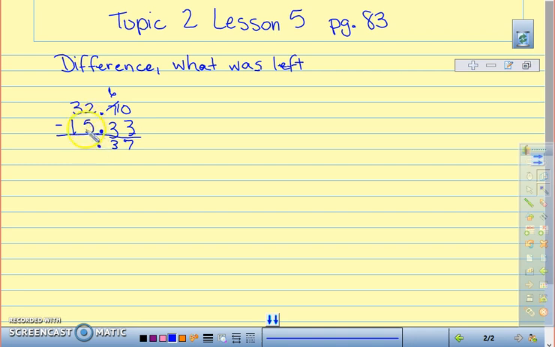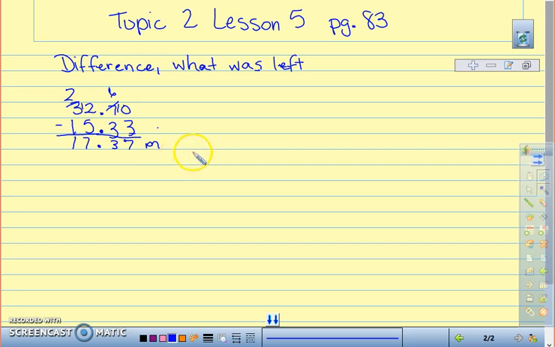I cannot buy something for $5 with $2, so I need to borrow. And I just borrow myself a 10, so 12 minus 5 is equal to 7, and 2 tenths minus 1 tenth is equal to 1/10. So our answer is 17 37/100 meters. And I don't know what my pen is doing.